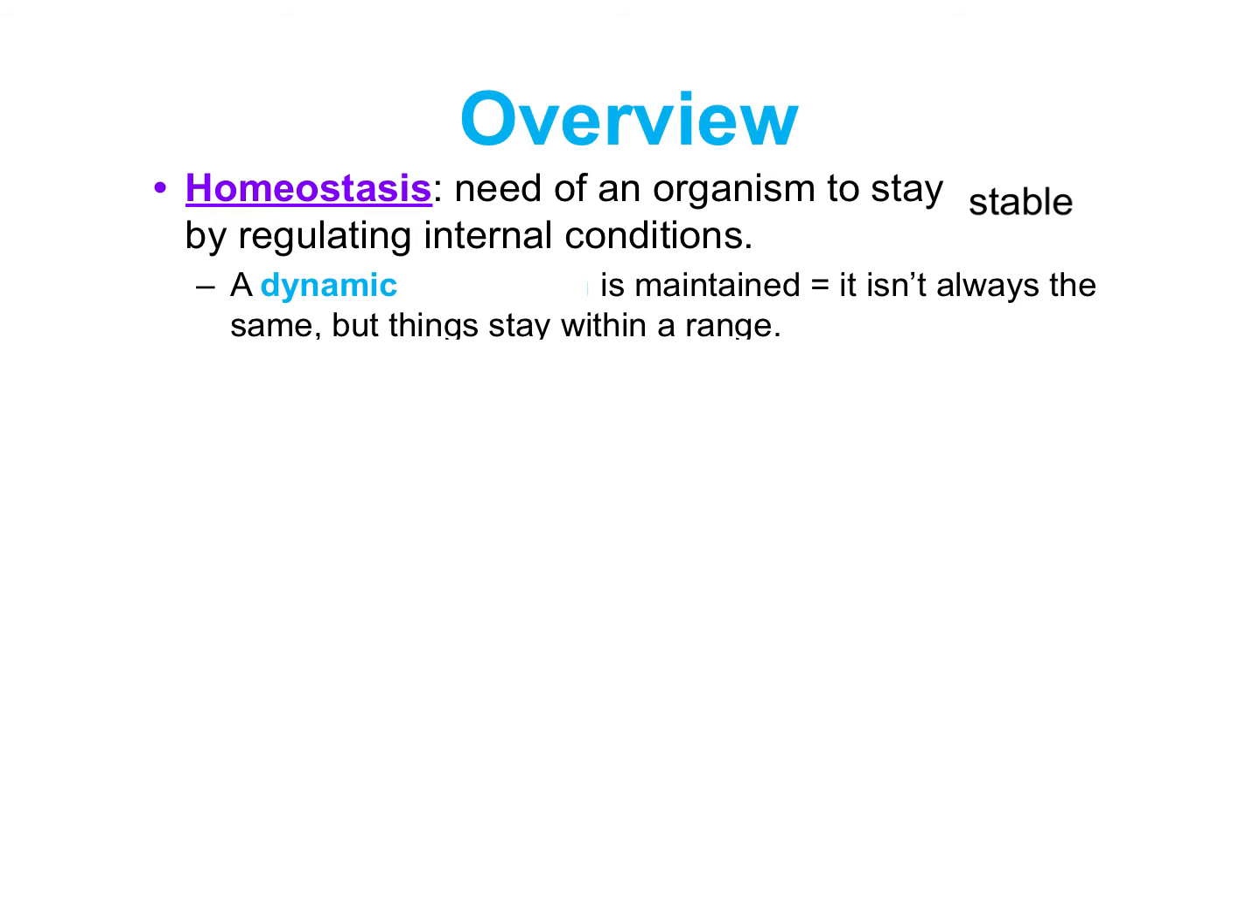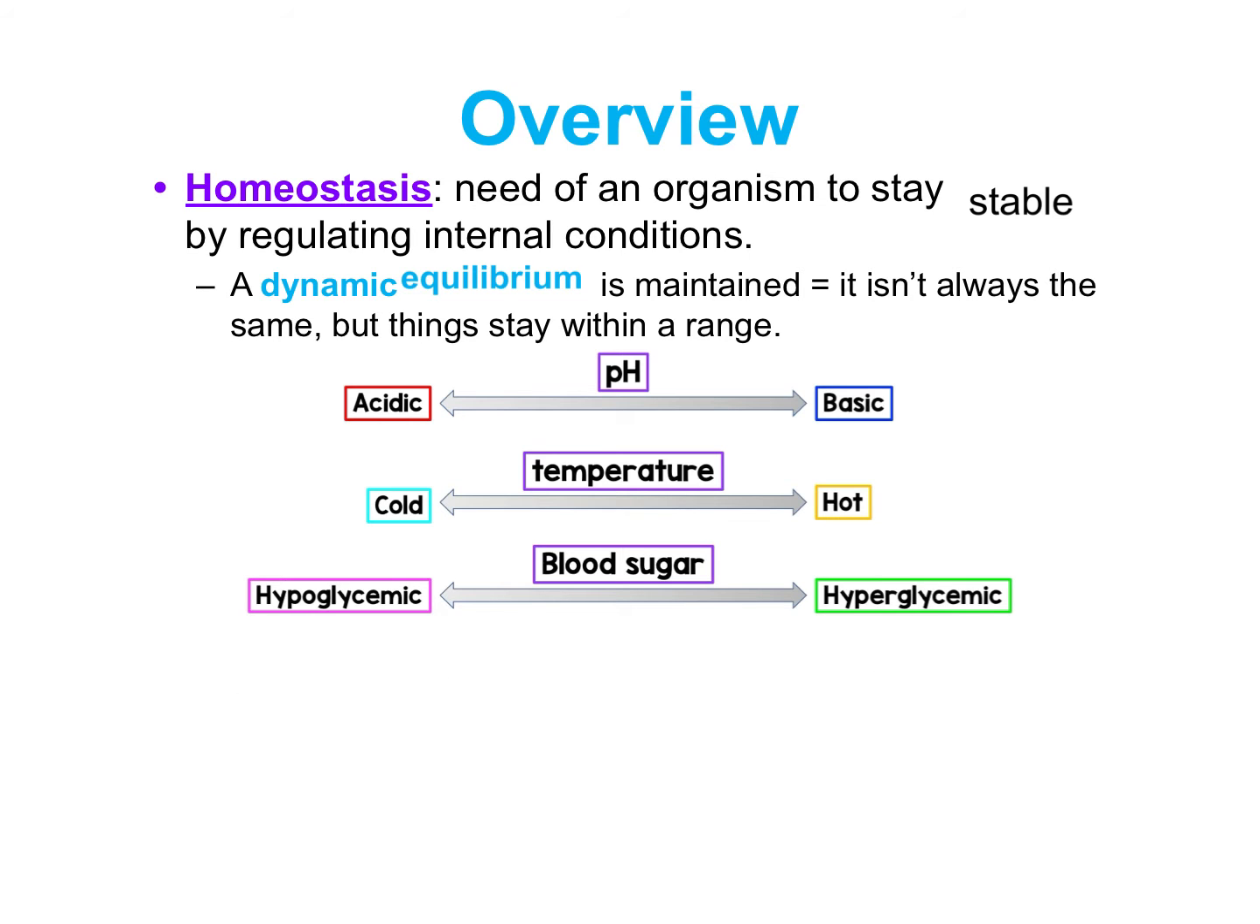So we call this a dynamic equilibrium, and this is maintained, but it isn't always the same, but it's going to stay within some range. An example of this, meaning dynamic, so it can move. We have our pH scale, and we're going to always be on some range of what is acceptable for an acidity level or basic level. We'll be at some range for body temperature, ranging from hot to cold. We know that our body temperature likes to be around 98.6, but sometimes it's a little higher, sometimes it's a little lower, and same with blood sugar is another good example of this.